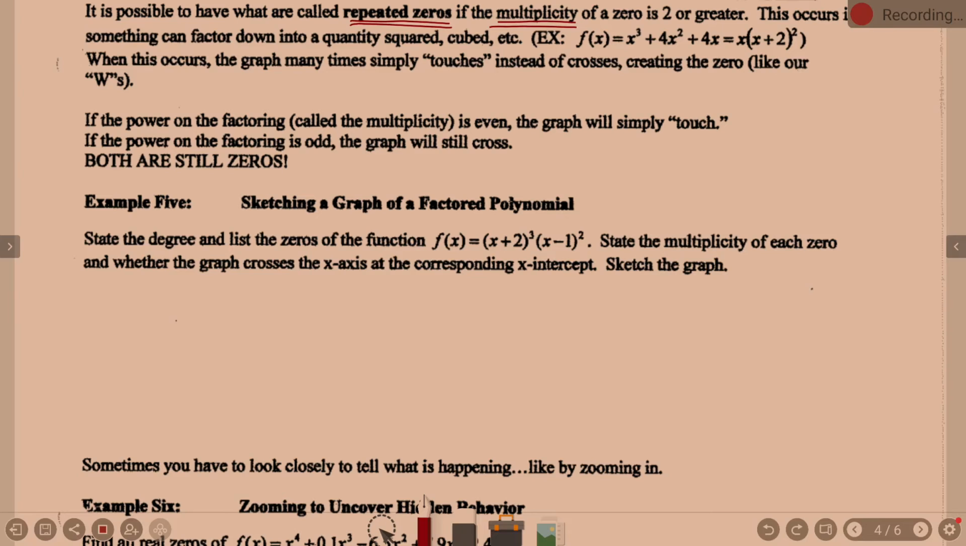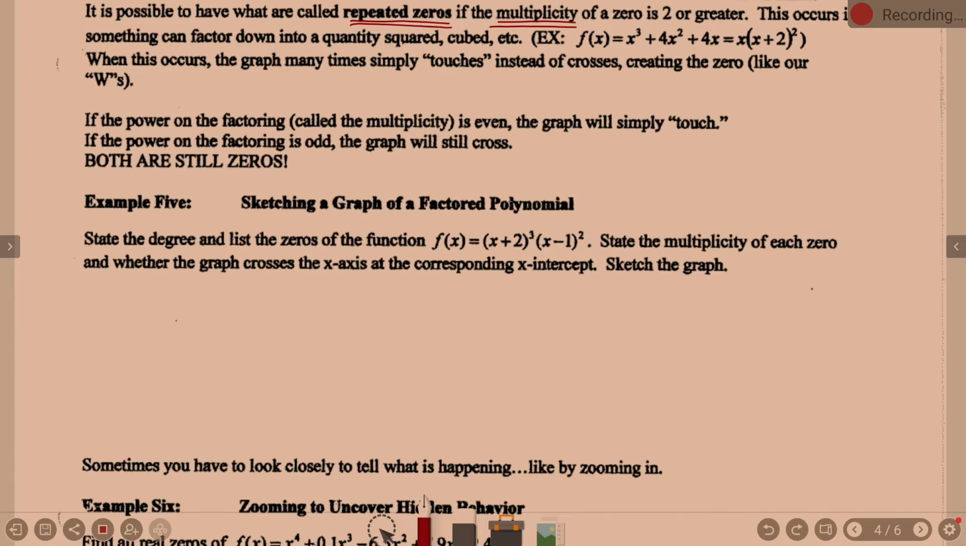Okay? So the example here, x cubed plus 4x squared plus 4x factors into x times x plus 2 squared. So at x equals -2, because I have a multiplicity of 2, it's just going to touch it there. It's not actually going to cross through. It's going to touch it and turn back and go where it came from.